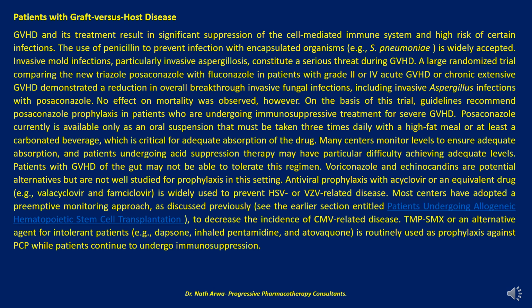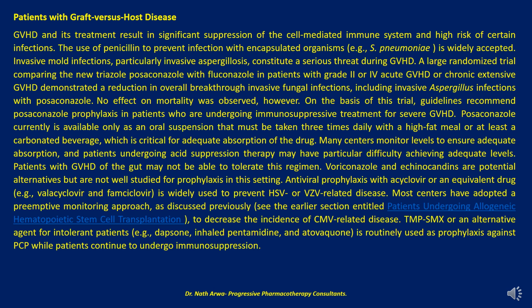A large randomized trial comparing the new triazole posaconazole with fluconazole in patients with grade 2 to IV acute graft versus host disease or chronic extensive graft versus host disease demonstrated a reduction in overall breakthrough invasive fungal infections, including invasive aspergillus infections, with posaconazole. No effect on mortality was observed, however. On the basis of this trial, guidelines recommend posaconazole prophylaxis in patients who are undergoing immunosuppressive treatment for severe graft versus host disease.